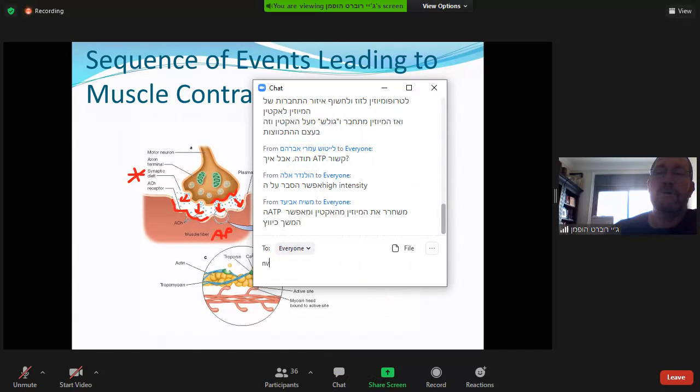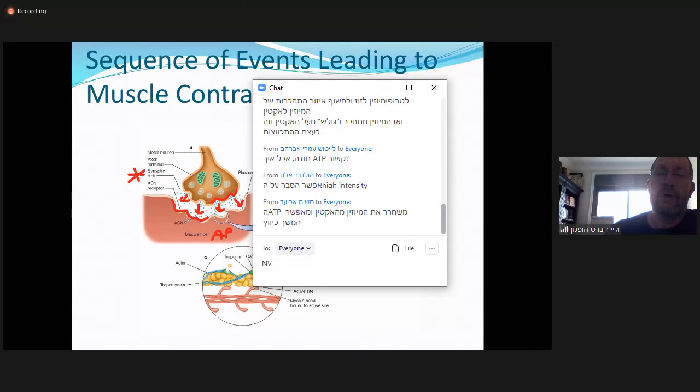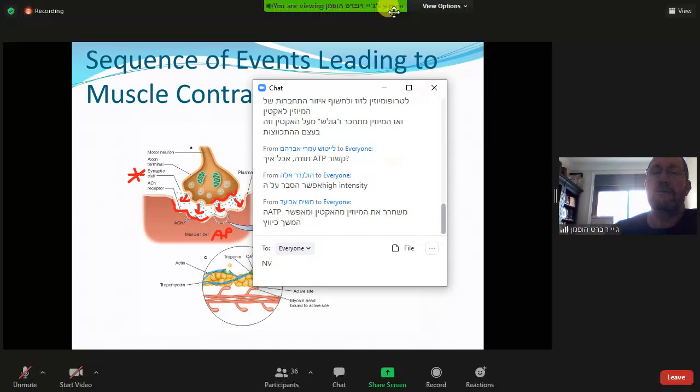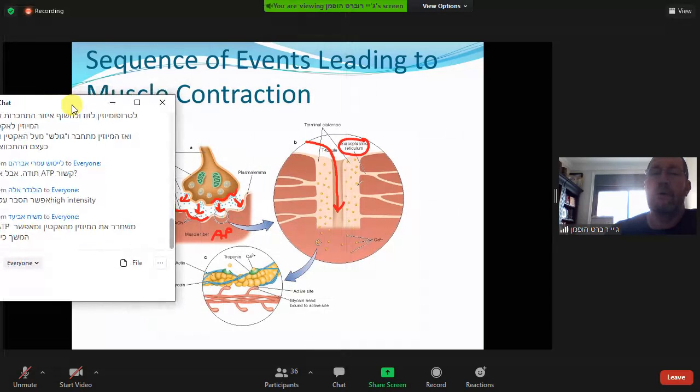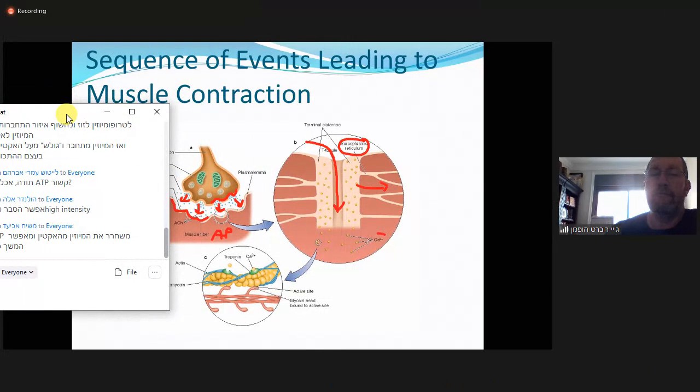As the action potential occurs, the electrical signal goes down the transverse tubule on the muscle fiber that's connected to the sarcoplasmic reticulum, releasing calcium, and that then interacts with the troponin molecule on the actin myofilament, resulting in muscle contraction.